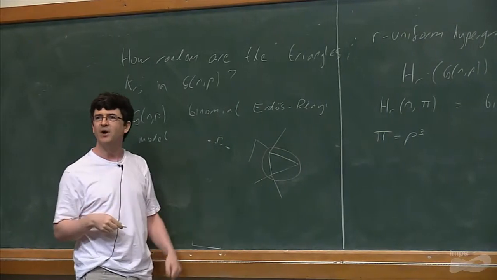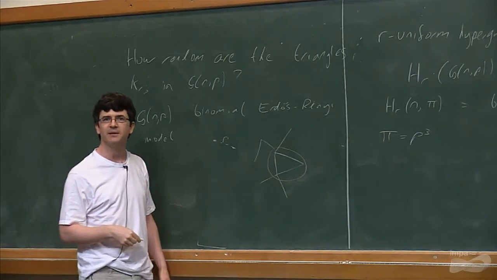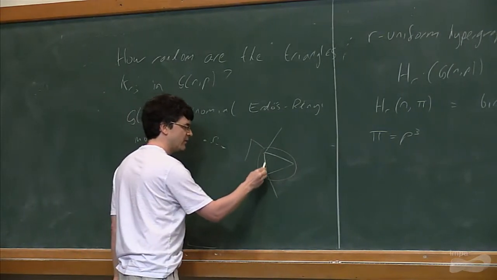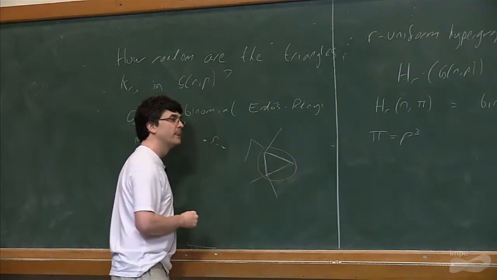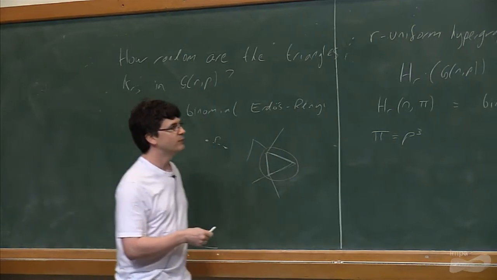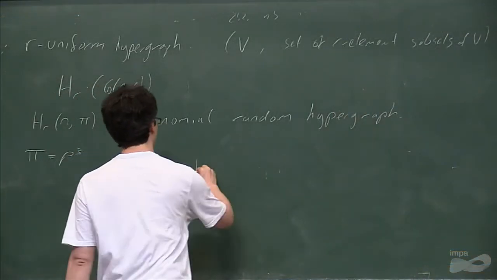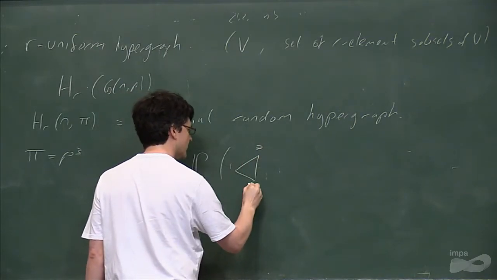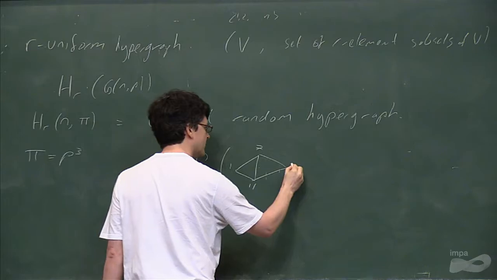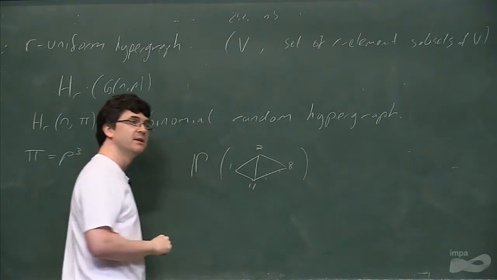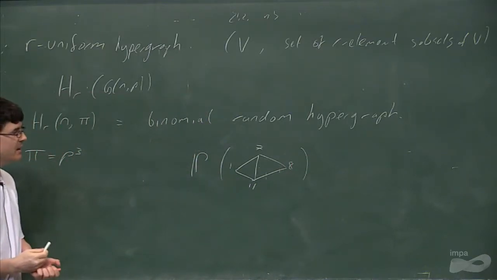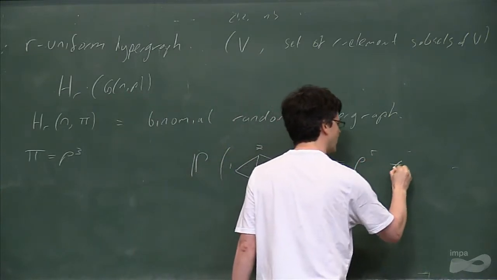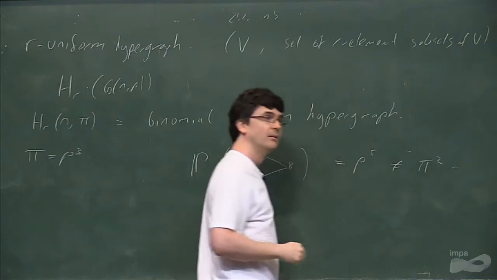Now, I'm thinking of r equals 3 much of the time, just for explaining. I forgot to say that. So a particular triangle is present with probability p cubed. But if you look at two particular triangles, the triangle with vertices 1, 7, 11, and the triangle with vertices 7, 11, and 8, the probability that both are present in GNP is just p to the 5th, which is not the same as pi squared.